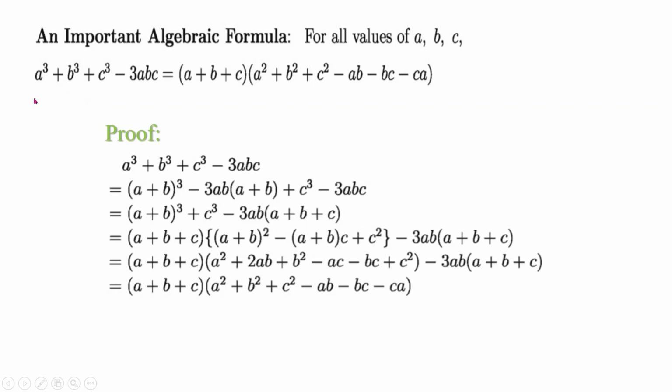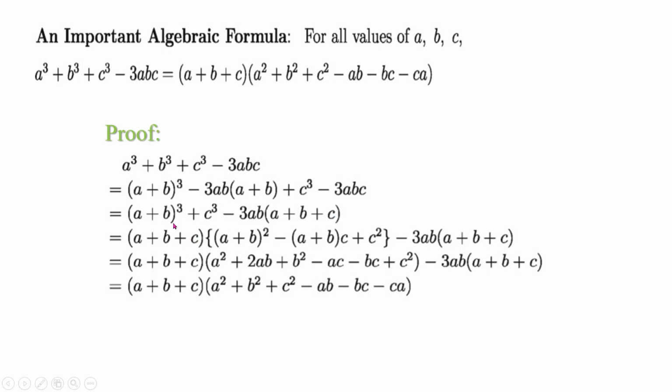Given left side, a cube plus b cube plus c cube minus thrice abc. Applying the corollary of a cube plus b cube, we get a plus b whole cube minus thrice ab into a plus b, and here plus c cube minus thrice abc. Now arranging this line, you get a plus b whole cube plus c cube minus, and taking minus thrice ab as common, you get minus thrice ab into a plus b and c from here. So minus thrice ab into a plus b plus c.